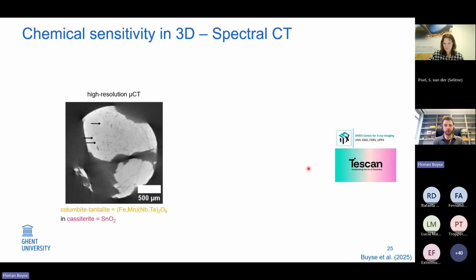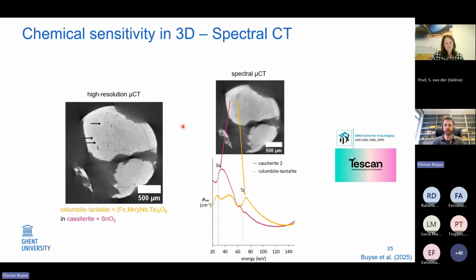Therefore, I went to the Center for X-ray Imaging in France, where they have a TESCAN spectral detector. So I tested this with natural samples. You can see here maybe a bit of a difference in grayscale values, but this really comes clear when looking at the spectral microCT. You see at the attenuation curves that there are indeed peaks at the predicted locations. And also if I switch between those two images, you can see that depending at which energy you really look at, the grayscale values change.